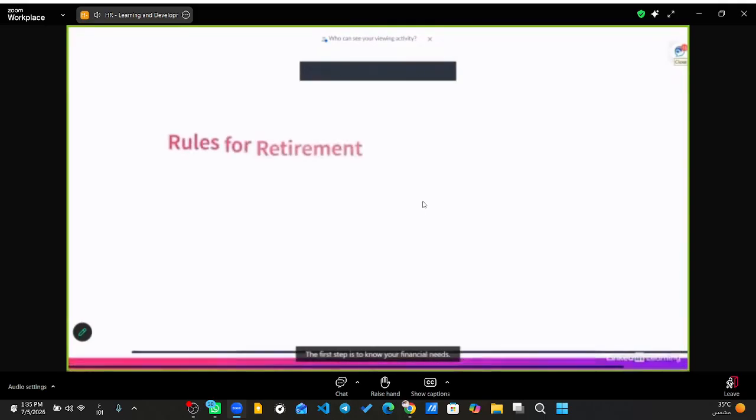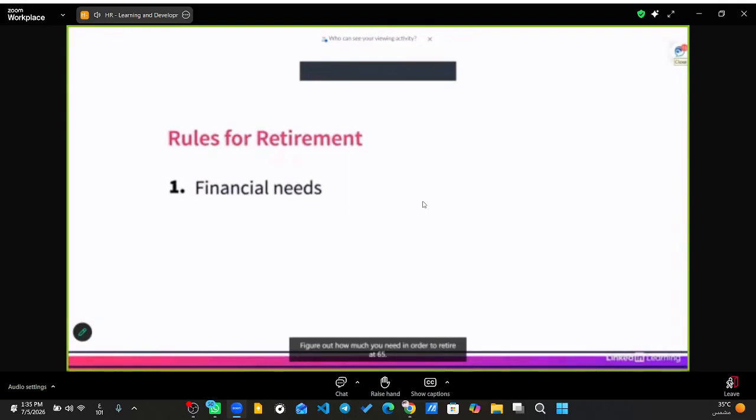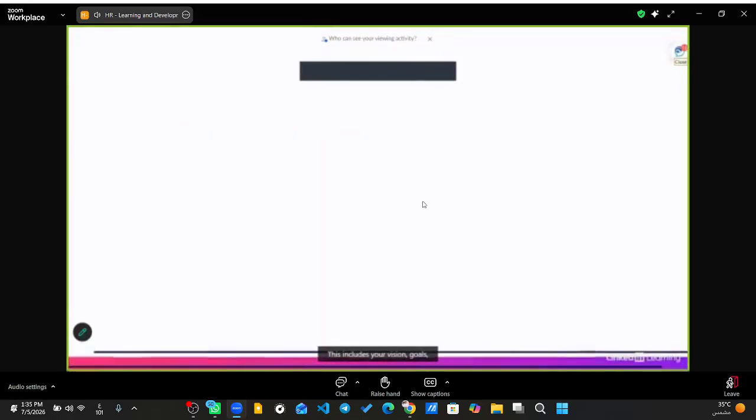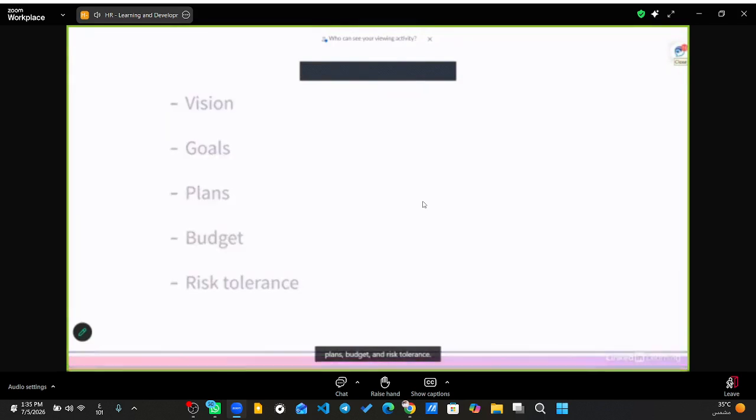The first step is to know your financial needs. Figure out how much you need in order to retire at 65. This includes your vision, goals, plans, budget, and risk tolerance.